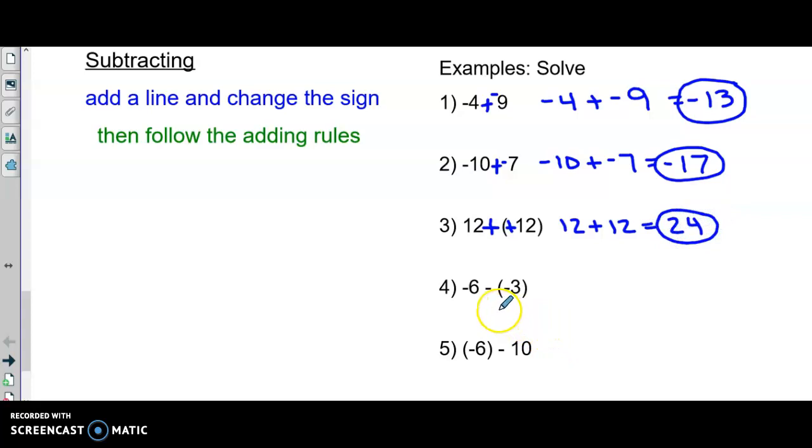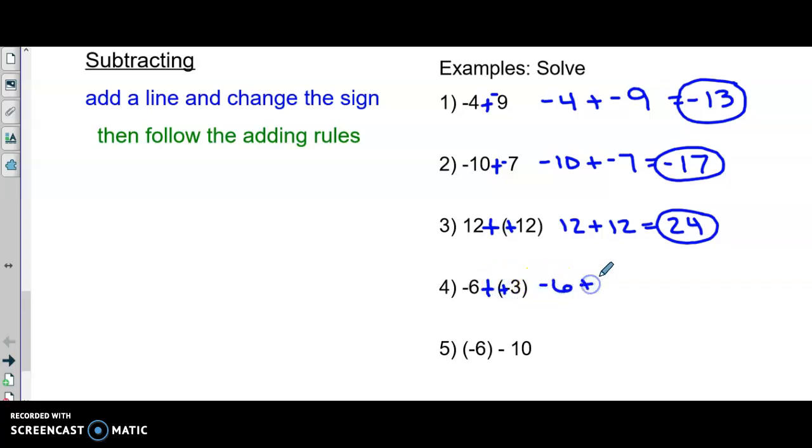Okay. We want to add a line and change the sign. So we're going to add a line here. You don't touch the first number, you only change the minus to a plus, and then you want to change the sign of the number after the operation. So this -3 is going to change to +3. Okay, and we'll rewrite it.